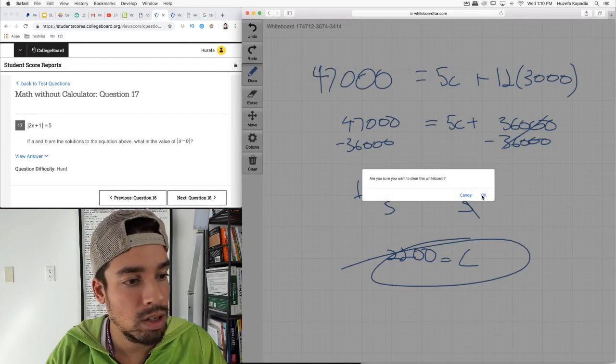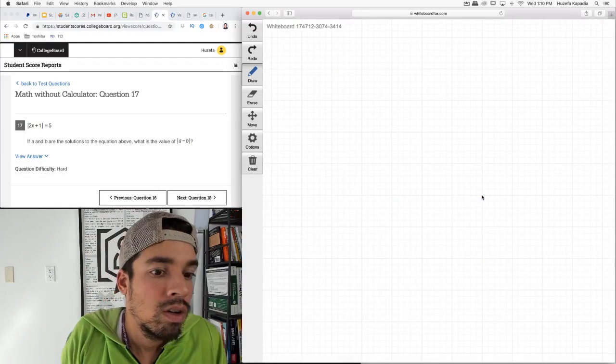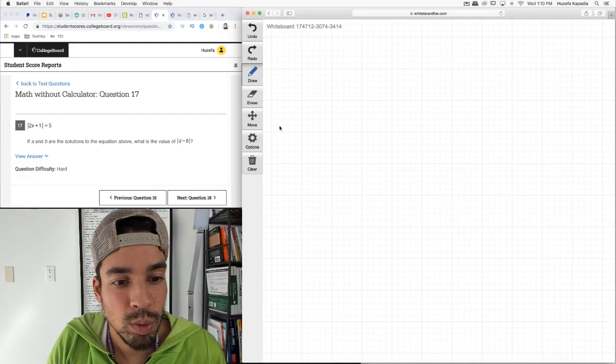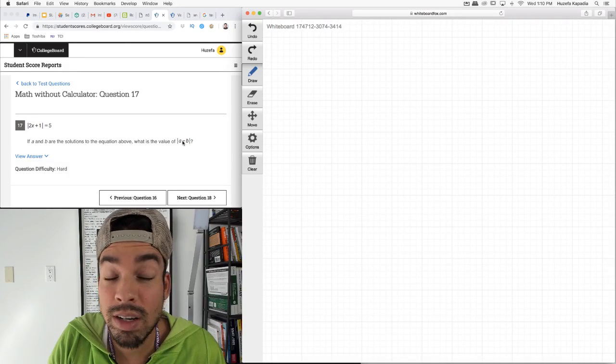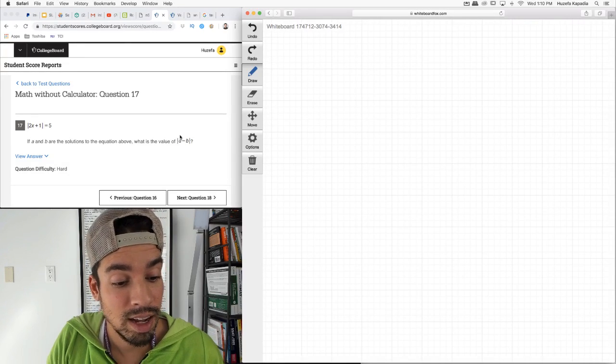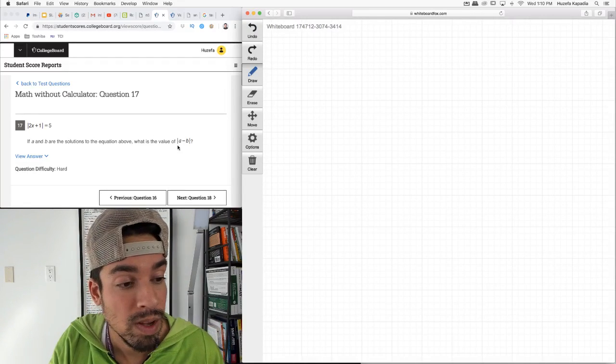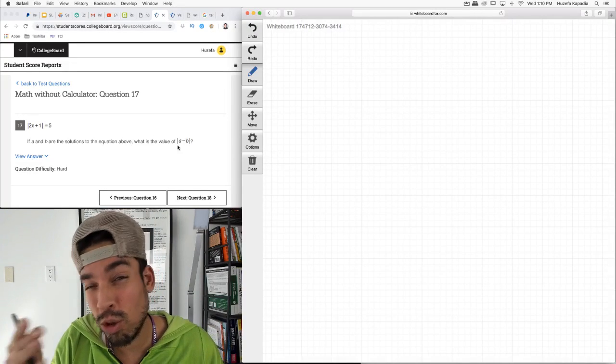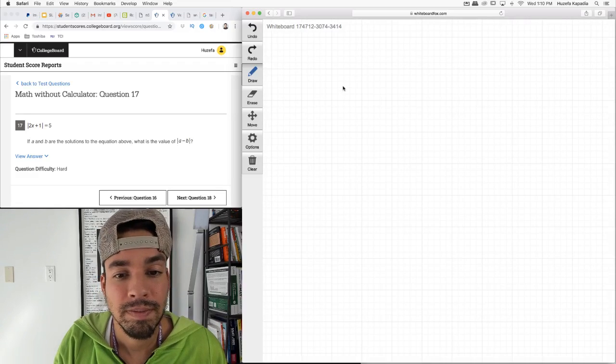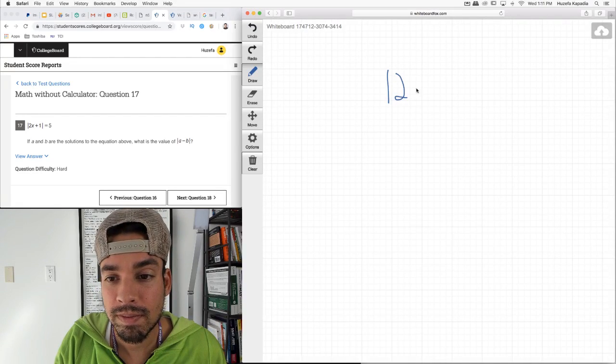Question 17. A and B are the solutions. What is the value of A minus B? This is very important, and this is super difficult on a free response because you could easily just enter the value of A or B or something and get it wrong because there's no multiple choice to guide you. So let's solve.